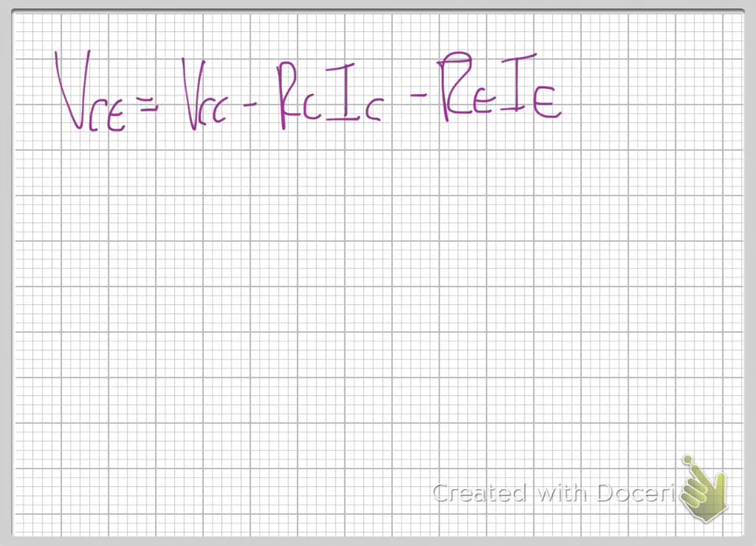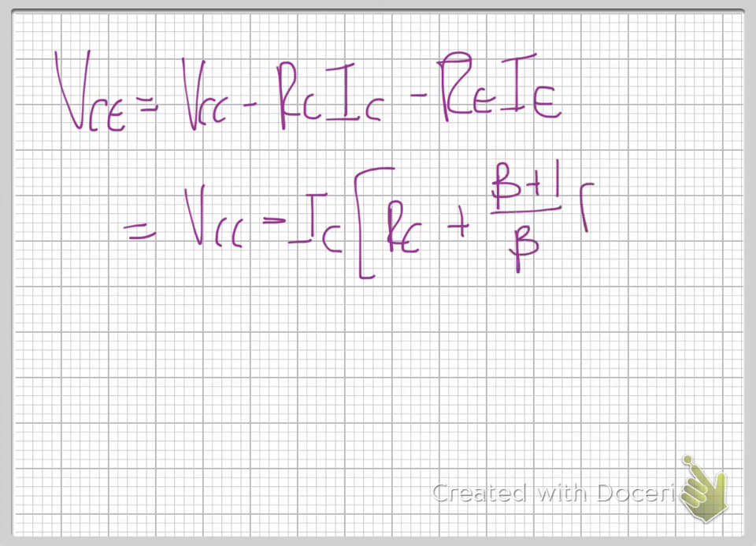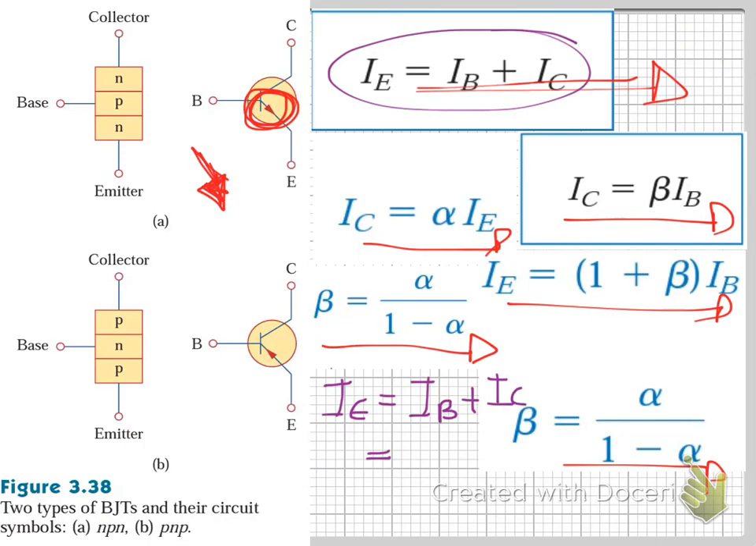And so to further simplify this formula, you can say that this is equal to VCC minus IC times RC plus (beta plus 1) over beta times RE. Because most of the time you may have IC and sometimes you have IE, but if you only have IE, you can use this version.